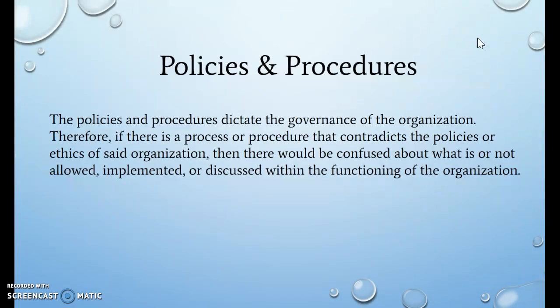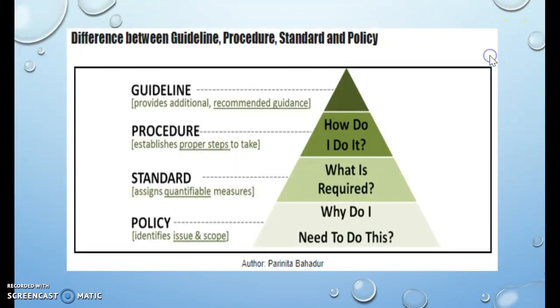The policies and procedures dictate the governance of the organization. Therefore, if there is a process or procedure that contradicts the policies or ethics of that organization, then there will be confusion about what is or is not allowed, implemented, or discussed within the functioning of the organization. Here we have a pyramid that defines the difference between guideline, procedure, standard, and policy.